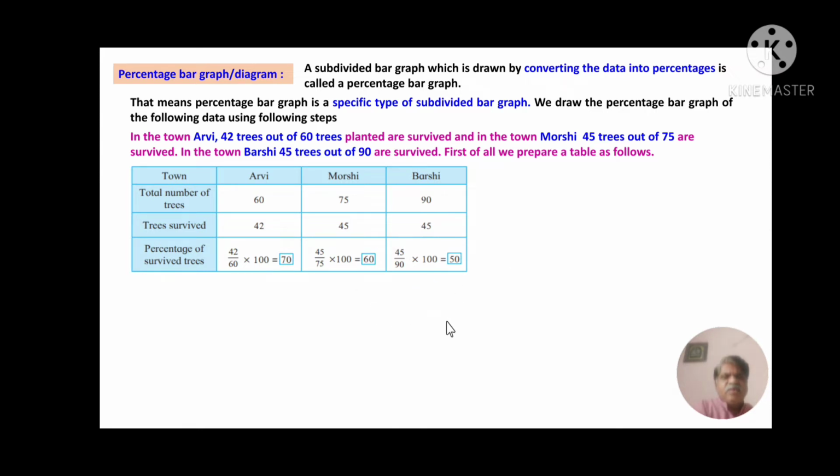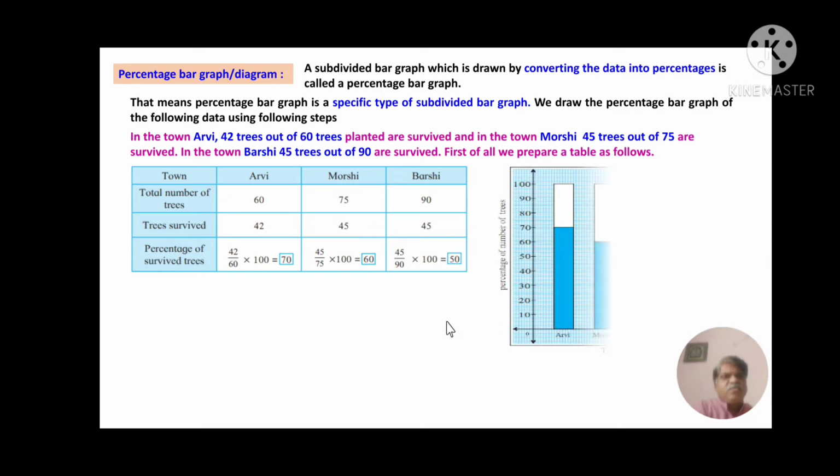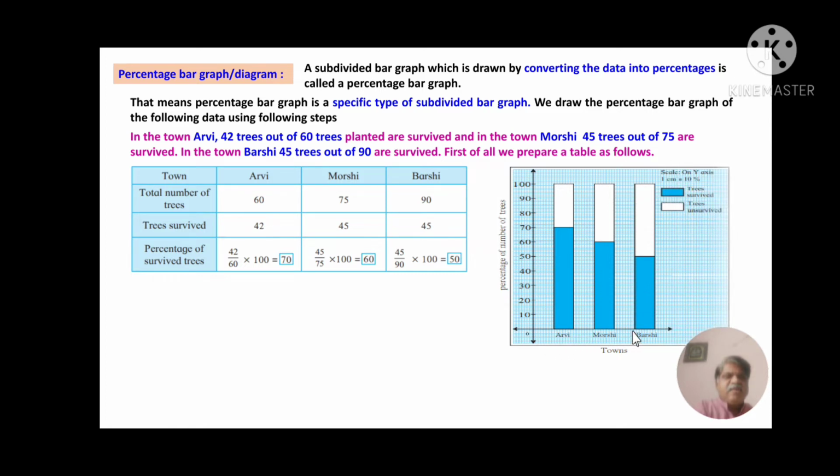So this is important. While constructing these bar diagrams, we will see which points we have to take into account. Here you can see we draw the x-axis wherein towns are considered, and on the y-axis the trees planted are considered. Here the total is 100. The dark part is subdivided; it is a specific type of subdivided graph. You can see these are the trees that survived and the blank is those that did not survive.